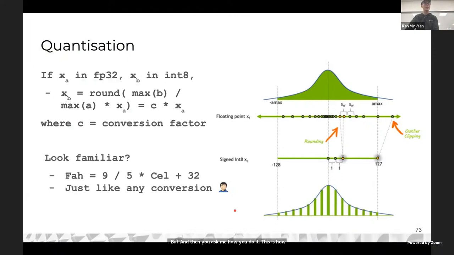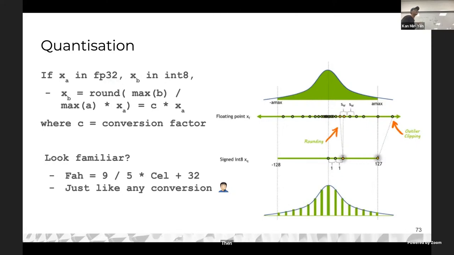This is actually really simple and kind of dumb. You take a conversion factor, C, which is the biggest of your output over the biggest of your input, and then you multiply it by your original number. So let's say you had the biggest in, you can work this out. If max B is 127, because the integer range is frequently between negative 127 to 127, then this becomes 127.